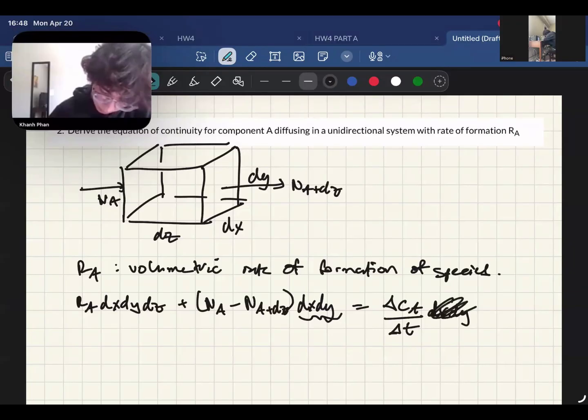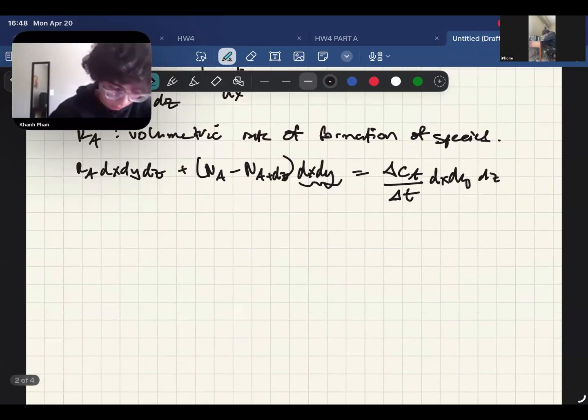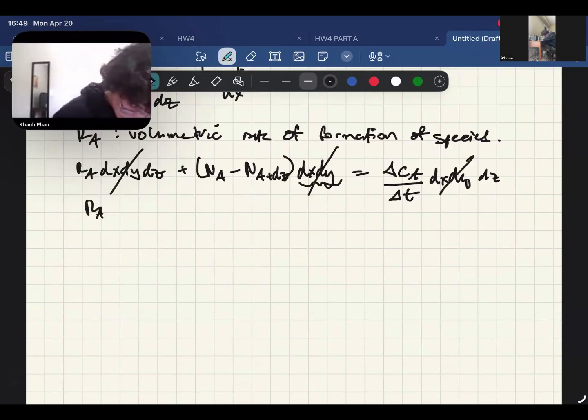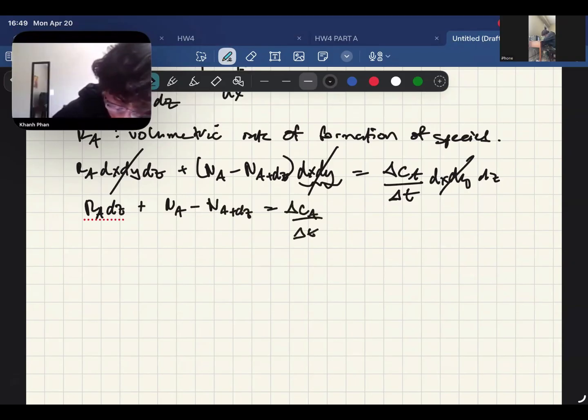d times the change in concentration with respect to time times dx, dy, and dz. So now we can derive these equations. We can cancel out the dx and dy. We have Ra times dz over Na minus Na plus dz, plus change in concentration of A with respect to time times dz. And then we're gonna divide both sides by dz.